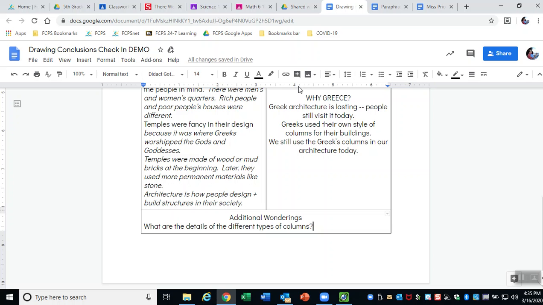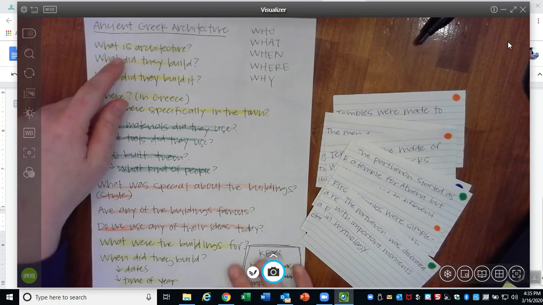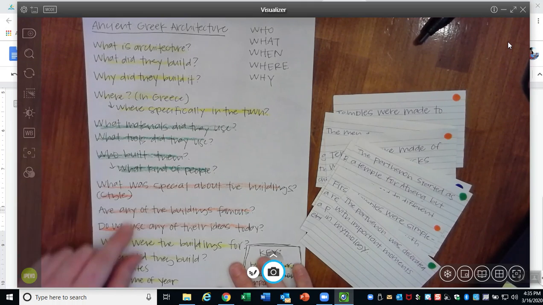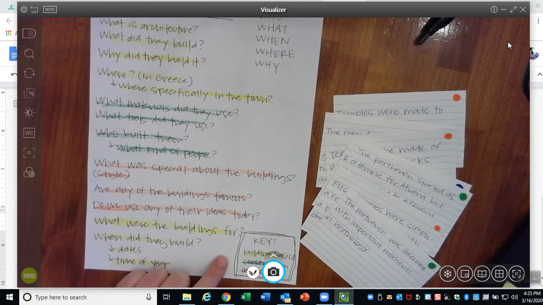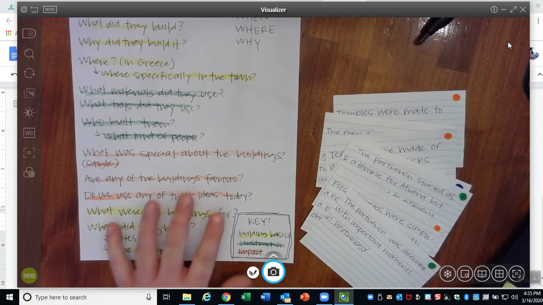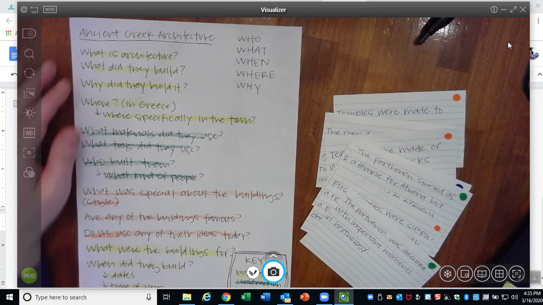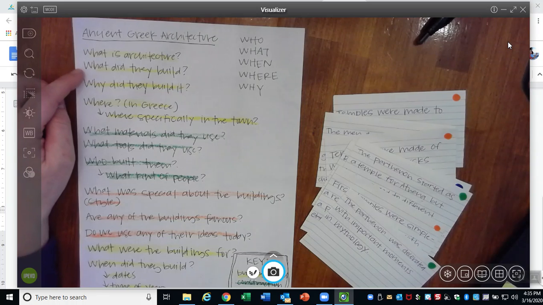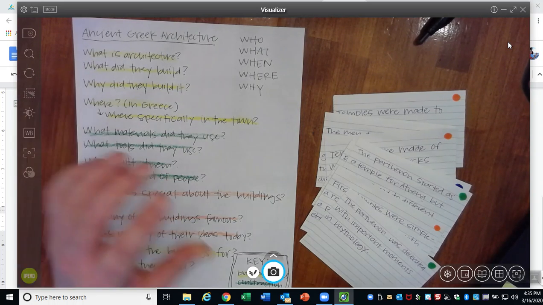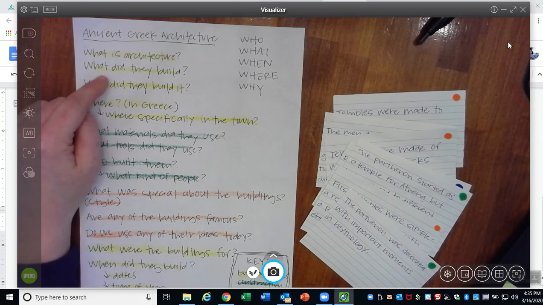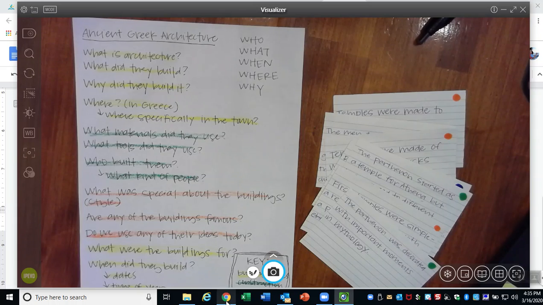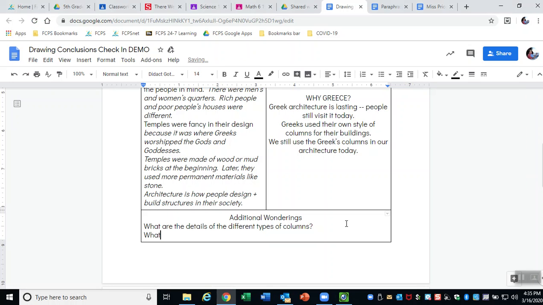I'm also going to go back to my questions, and you guys can see here I have my list of questions. I know my list is on paper and Miss Abrams' class has it on the computer, but they're coded also: building basics, constructions, and impact. So we've answered what is architecture. I know that they build temples and columns and houses, but I have a resource that tells me about more types of things they built. So I'm going to add that, because I know that I have a resource that can help me with that.